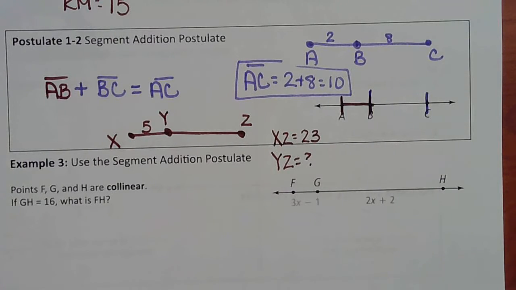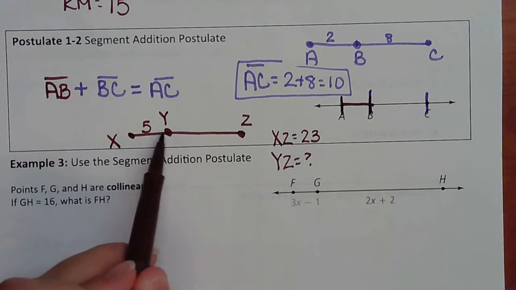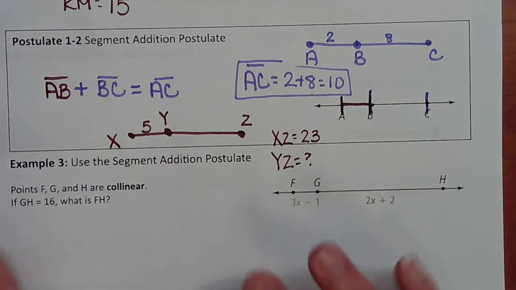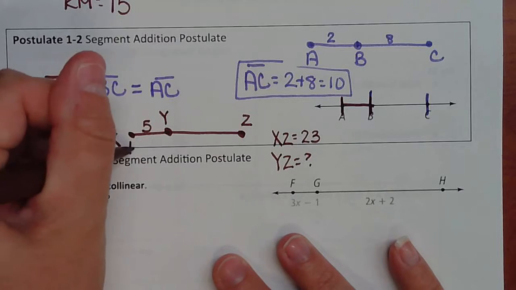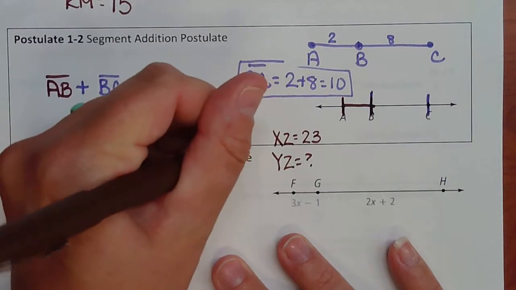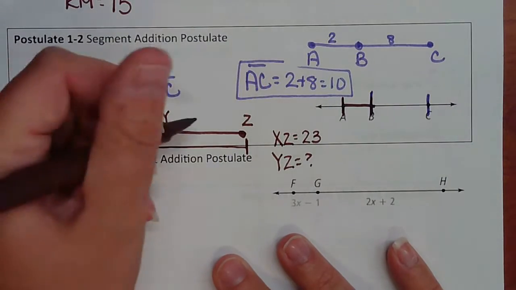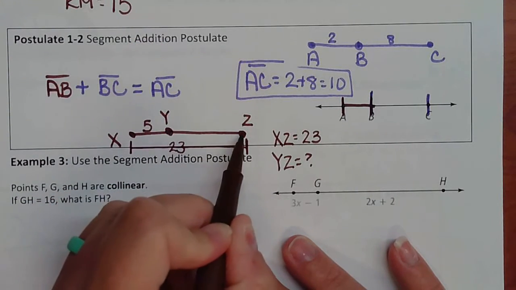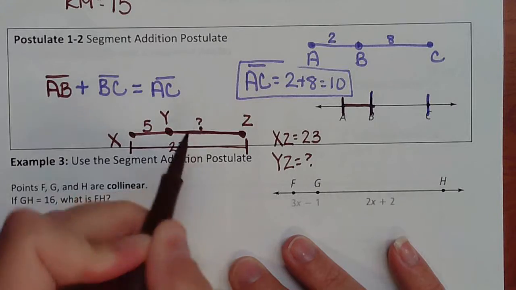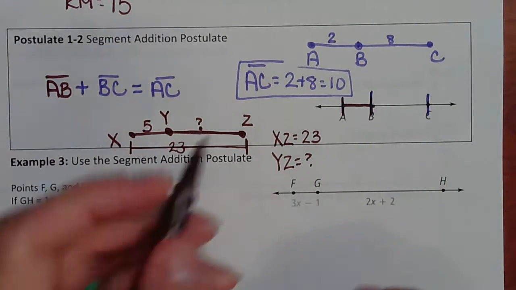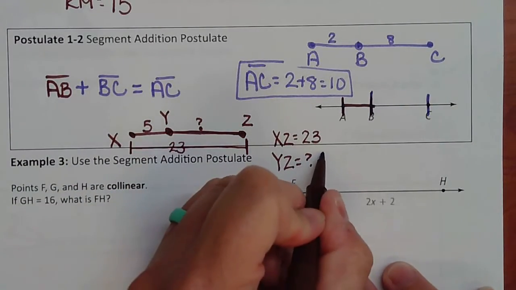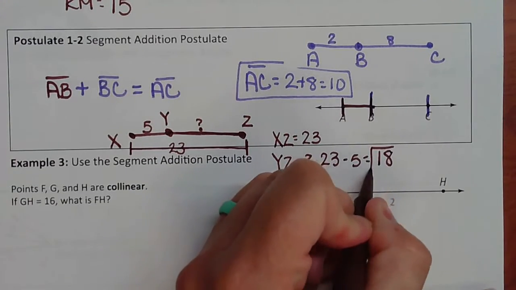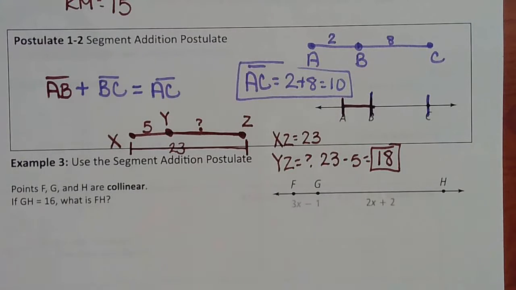So how would we do that? If XY has a length of 5, and then the length from X to Z, so that means this entire length from here all the way over, that's the big guy right there. If that's 23, how do I find the length from Y to Z? Like this is your unknown right here. Subtract them. Take the big number minus the small number, 23 minus 5, and you get that the length is 18. So that's another thing that you could have to do today.